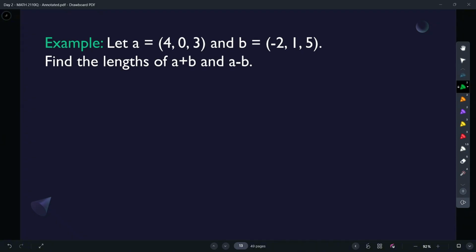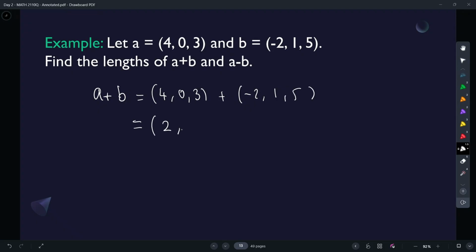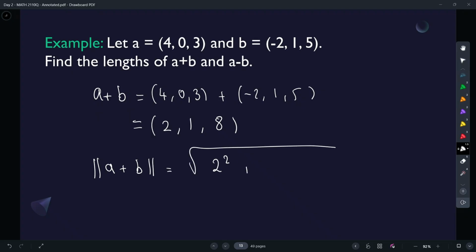So for example, let me find the length of a plus b. First of all, what is the vector a plus b? It is (4, 0, 3) plus (-2, 1, 5). That is (2, 1, 8). And therefore, the length of the vector will be the square root of 2 squared plus 1 squared plus 8 squared. So what's that? 4 plus 1 plus 64 is 69, so the square root of 69.